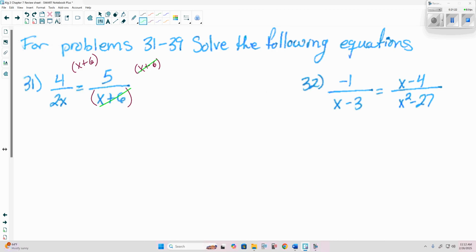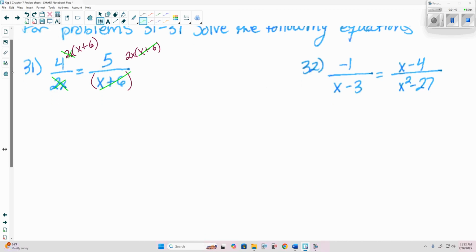On the right-hand side here, the x plus 6 and x plus 6 would cancel. Are all the denominators gone? No, what do we still have? 2x. That means I can multiply both sides by 2x also, which is going to make the 2x on the left-hand side cancel out. And what that leaves us with is 4 times x plus 6 is equal to 5 times 2x, which is 10x.